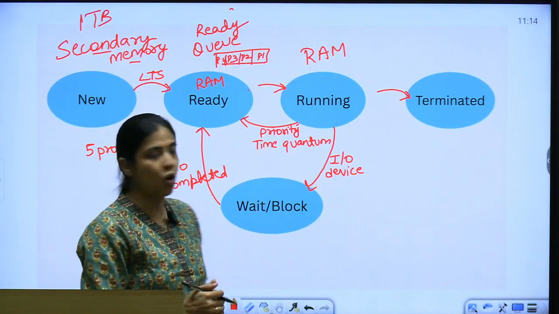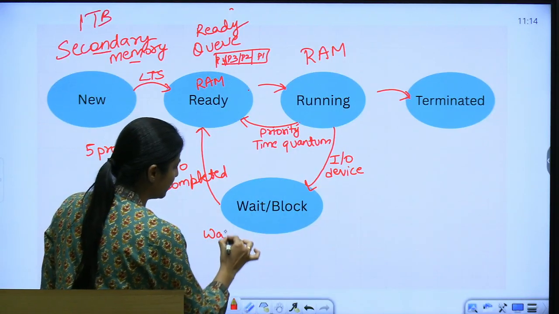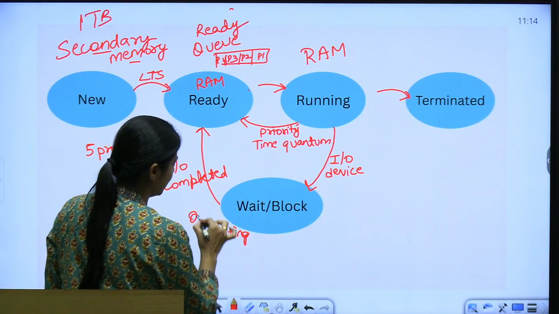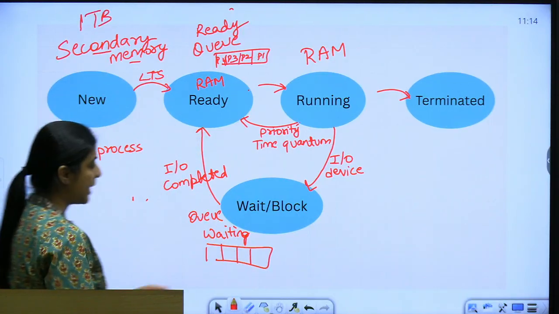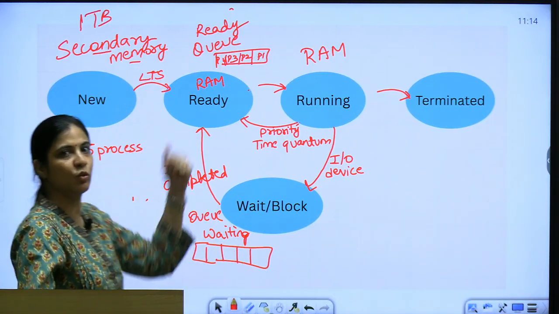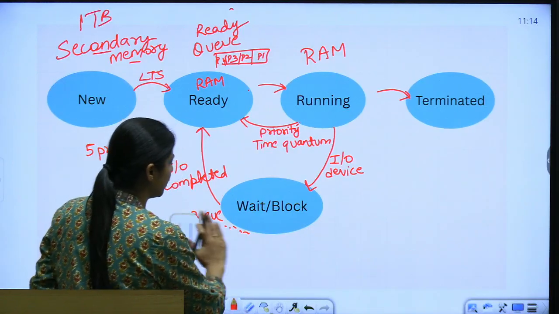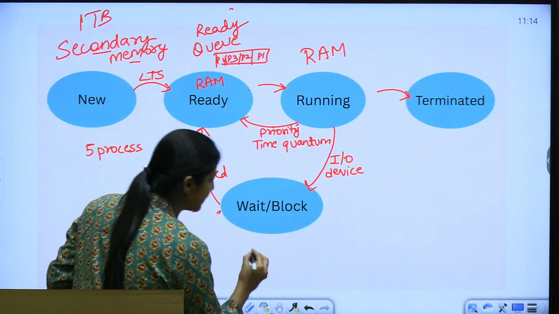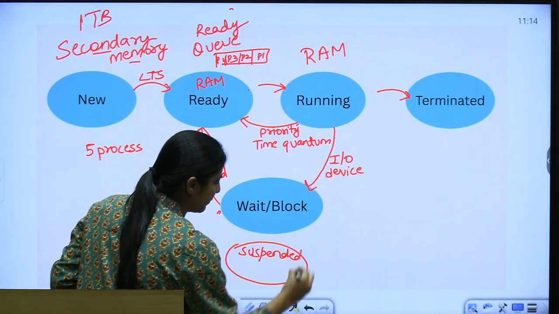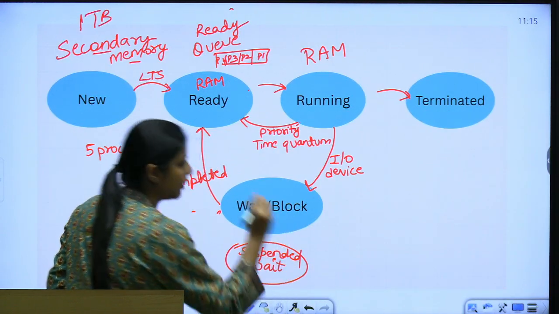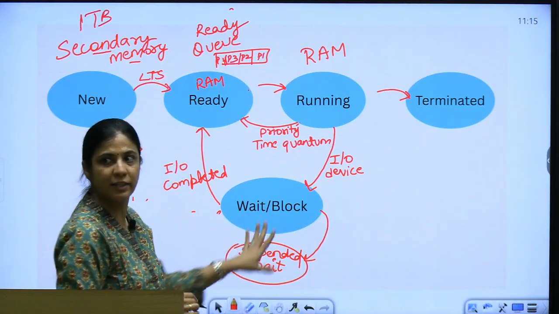Now what to do? All these are asking for wait and block, but I have a limited size. Here I have waiting queue, which has been filled. Now next process comes, that is sixth process. What to do? I don't have space here. What will I do here now? So I will introduce a next state. What is that next state? That is suspended wait. I will say that process go to suspended wait and sit there.